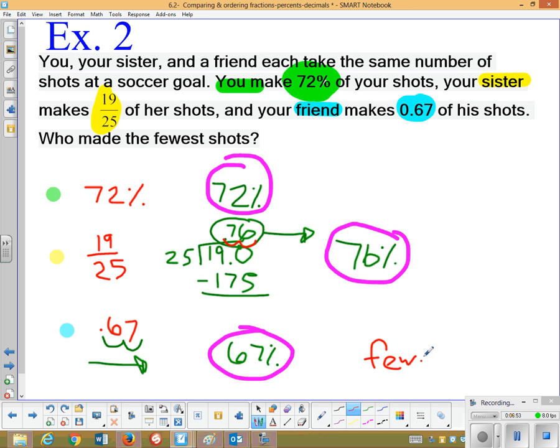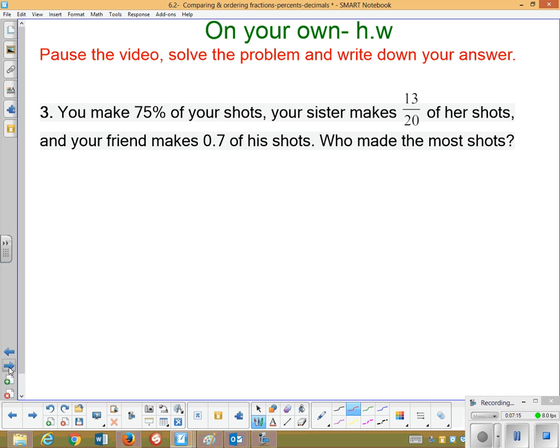Who's the next lowest one? The next one would be the green one, which is you. And then the number one soccer goal person would be the yellow one, which is your sister. So your sister is going to be the best one. Okay, so that's how you compare and order fractions, percents, and decimals. Let's go ahead and have you do this example on your own. Number 3 on the same paper that you started on your own paper. Today's on your own is going to be very short. There's only, I believe, 4 problems today.